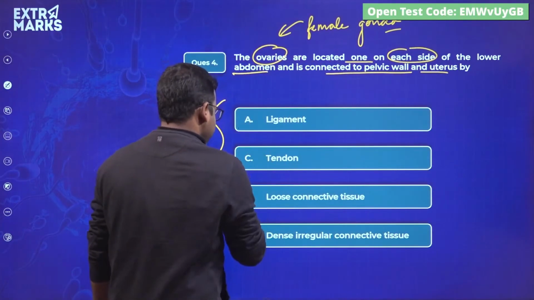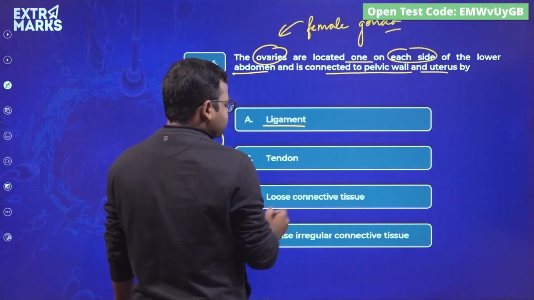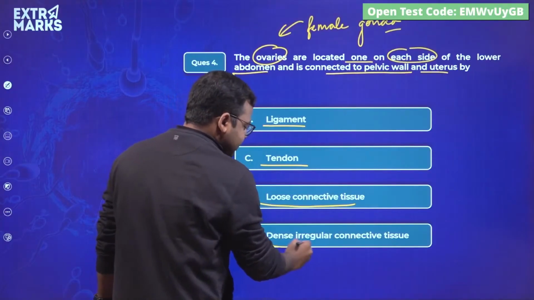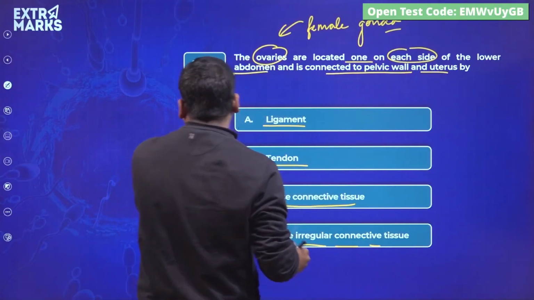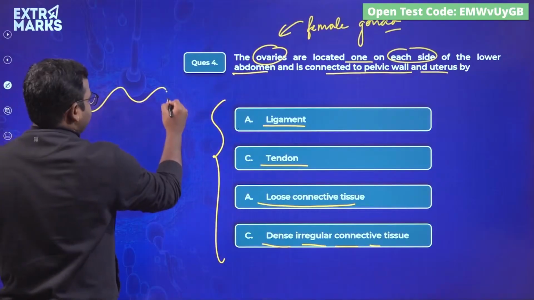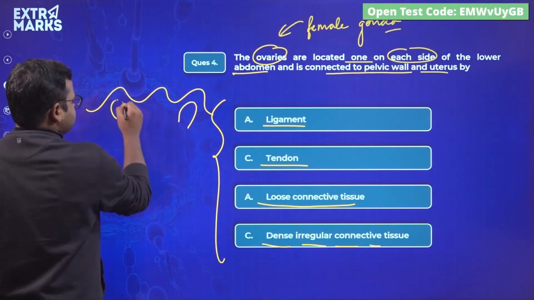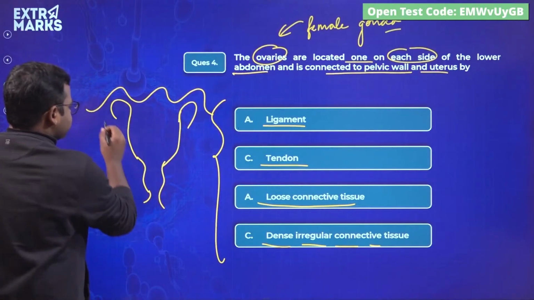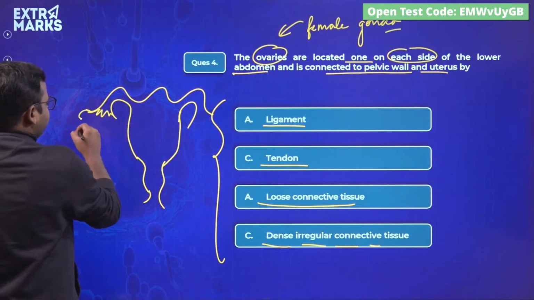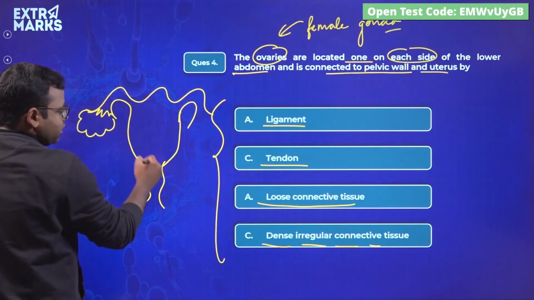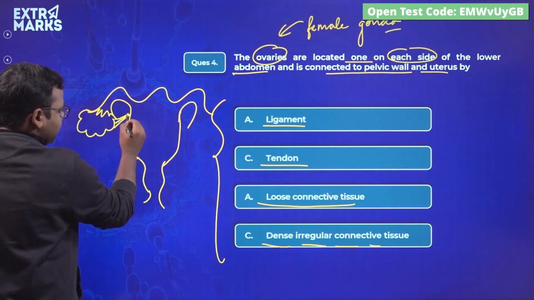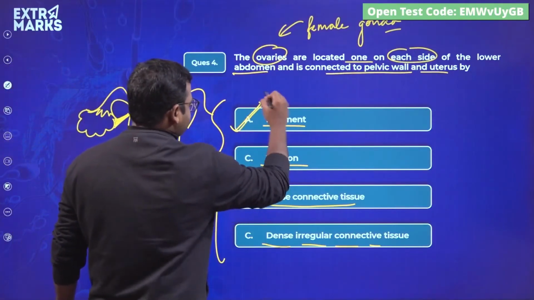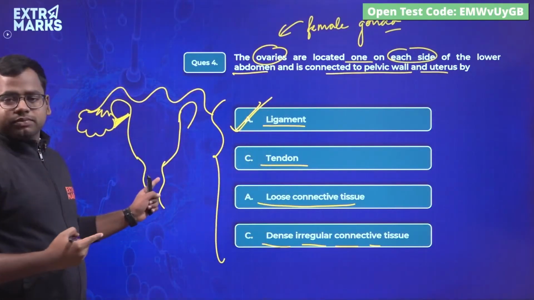And you can see the options. A is ligament, B is tendon, C is loose connective tissue, and D is dense irregular connective tissue. Now you know that when we talk about the female reproductive system, here you see the ovary is basically connected to the uterus with the help of what? Ligament, ovarian ligament. So the correct answer will be option A. This also we have discussed in classes, right?